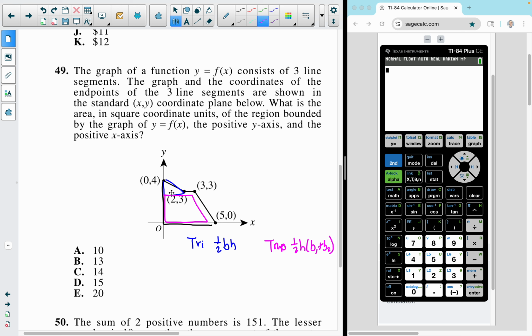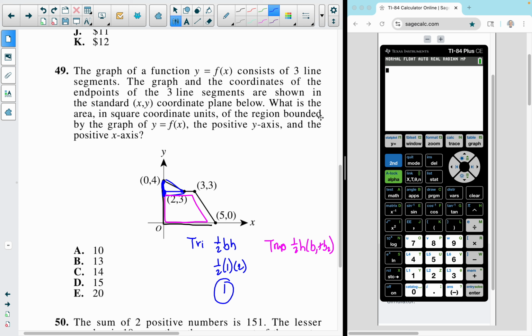For the triangle, the height goes from this coordinate up to here. On the y-axis, that goes from 3 to 4. So we have 1/2 times 1 as the height. Now the base goes from this 0 to the coordinate here, which is an x value of 2. So the base is 2. So it's 1/2 of 1 times 2, which is just 1. So the area of the triangle is 1.